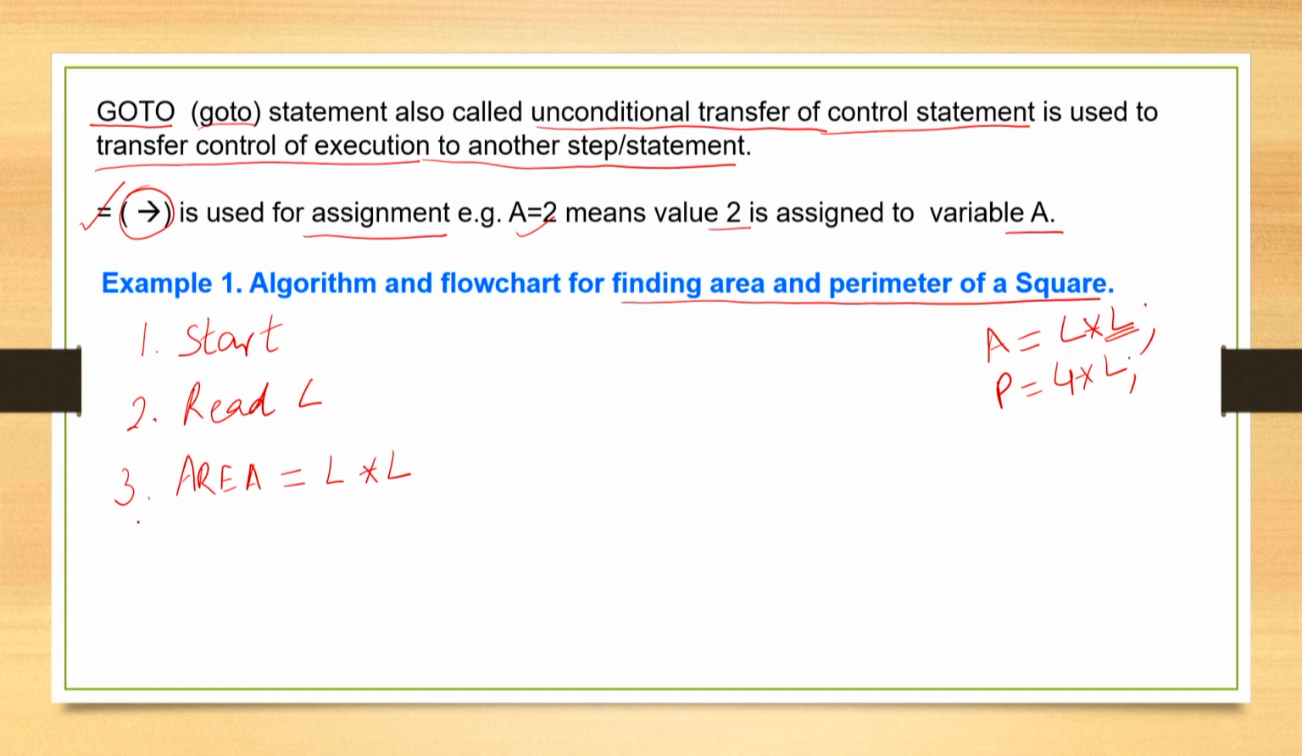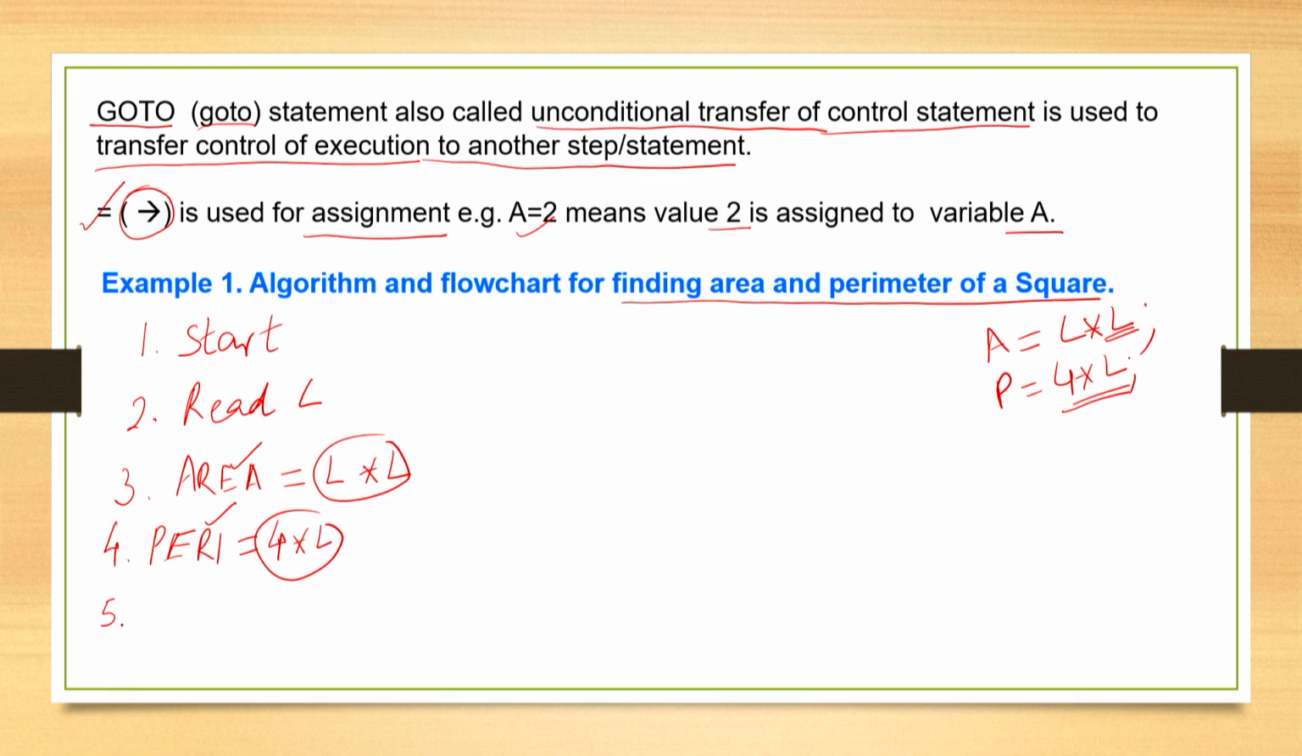Then for finding the perimeter, suppose I have used the variable peri, which stores the perimeter of a square. According to this formula, it is equal to 4 into L. It means area is stored in this variable, and 4 into L is stored in peri, that represents the perimeter of a square.